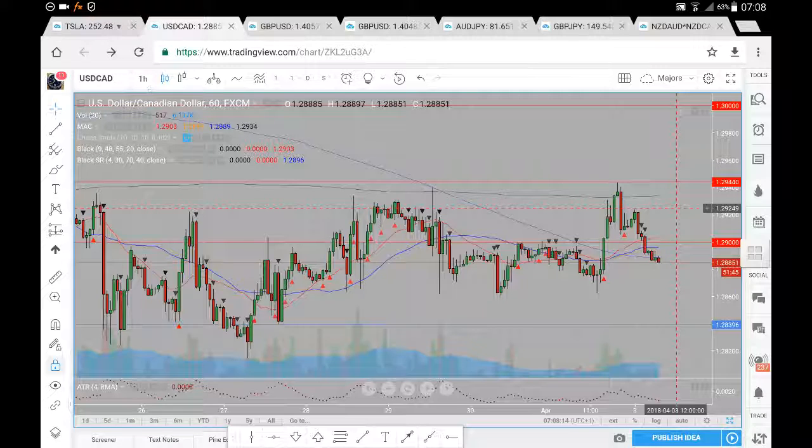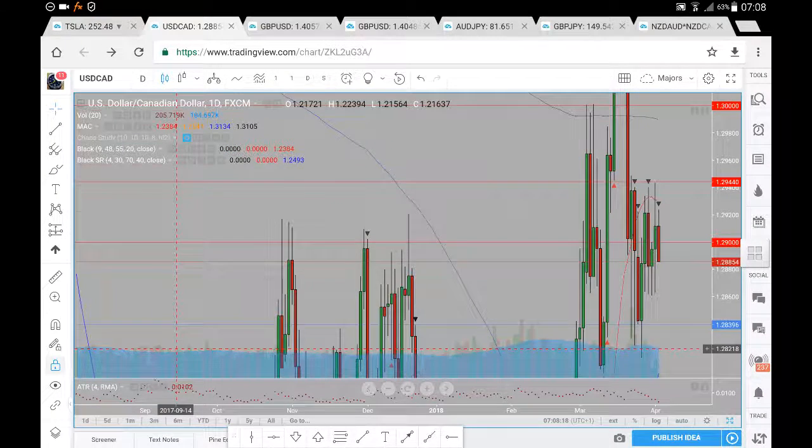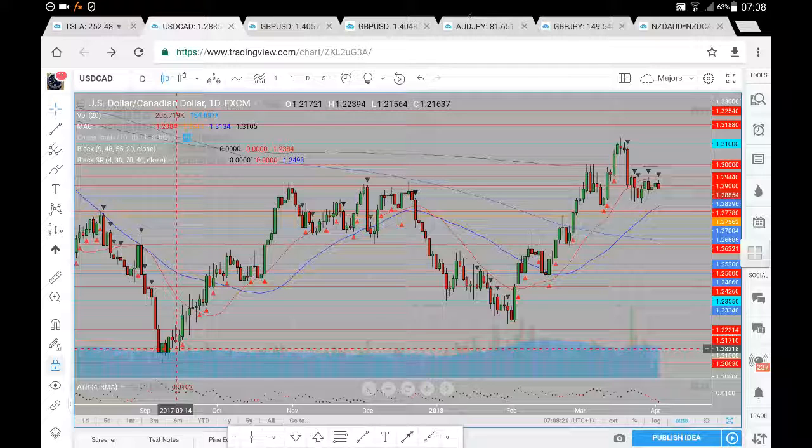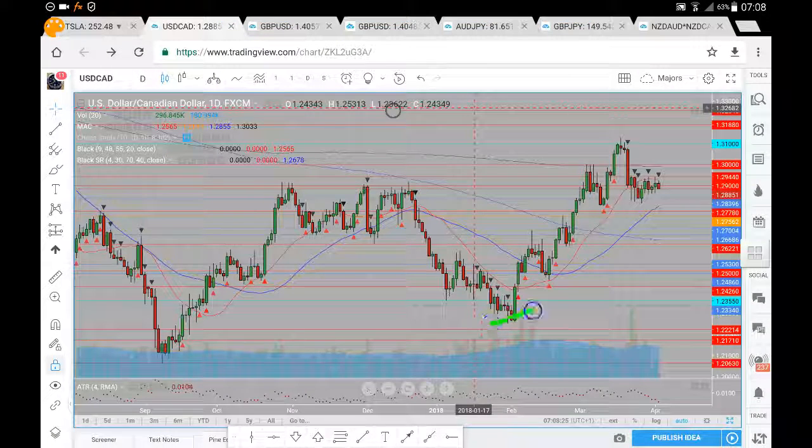US dollar CAD. We'll have a brief look at the daily chart just to see how price is developing here on the US dollar CAD. We can see a correction after having this strong progressive move to the upside on the US dollar CAD. Posted our lows, a higher low, strong move to the upside, posted another higher low, strong move towards that 131. Had a very strong bearish candle.